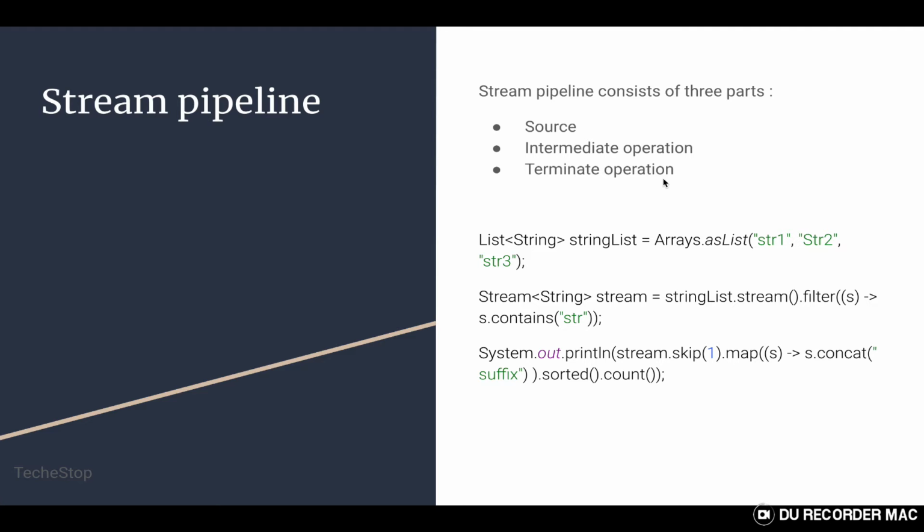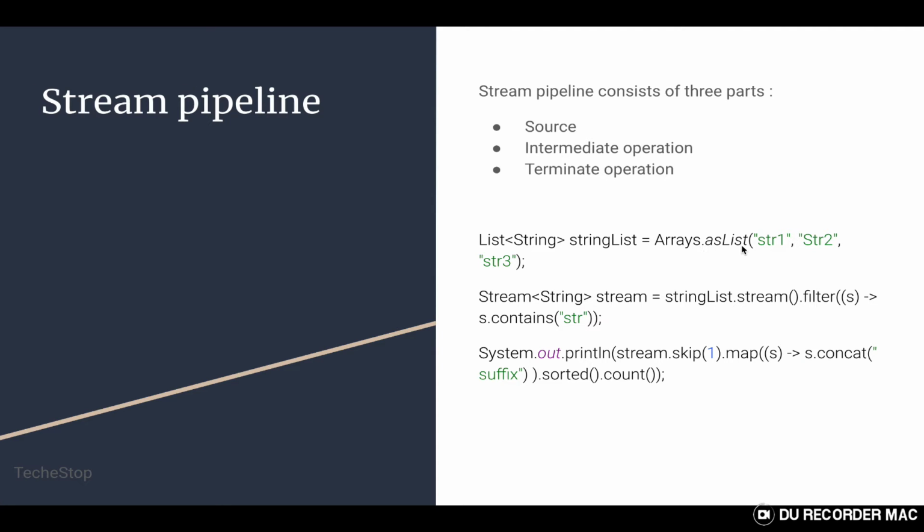And there is a point to be noted: unless you have a stream with a terminal operation, your stream will not be executed. You need to have the terminal operation present in that pipeline, so that once you execute that stream, you will get some kind of result from the stream processing. Right, so this is one of the examples here.